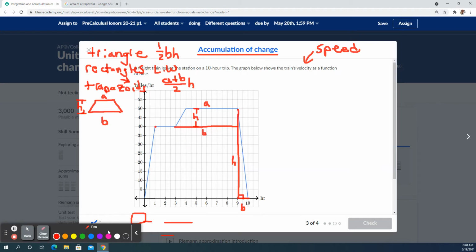All right, and then it looks like we have one more trapezoid here. So this last trapezoid, I'll go ahead and change my color. So this would be what I'm calling the A. This bottom would be what I'm calling the B, and then this would be the height. All right, and I'm going to go ahead and just change the colors so we don't get confused. I'll change this one to pink.